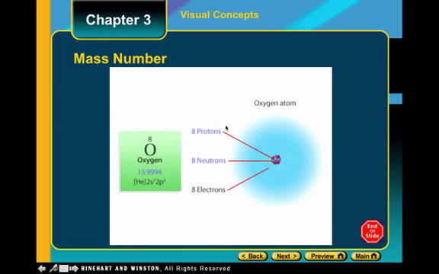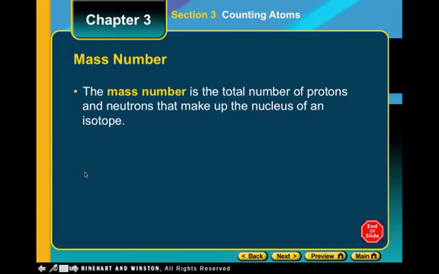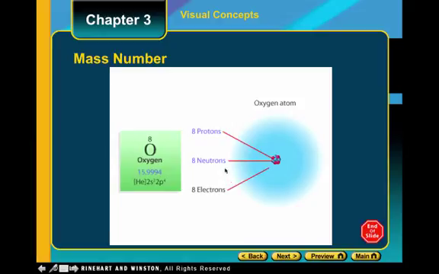The mass number is the number of protons and neutrons. So when you add the protons plus neutrons, that would be your mass number of that isotope. So all the isotopes will have different mass numbers. They all have the same atomic number, but they have different mass numbers. So here, what would the mass number for this isotope of oxygen be? If we add protons plus neutrons. 16. 16 would be our mass number.